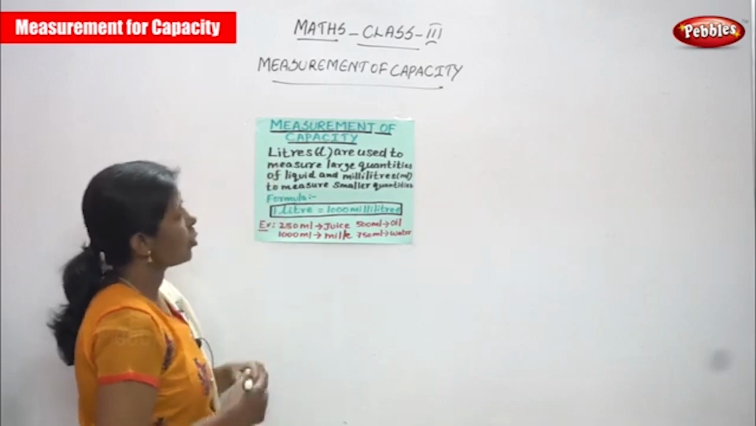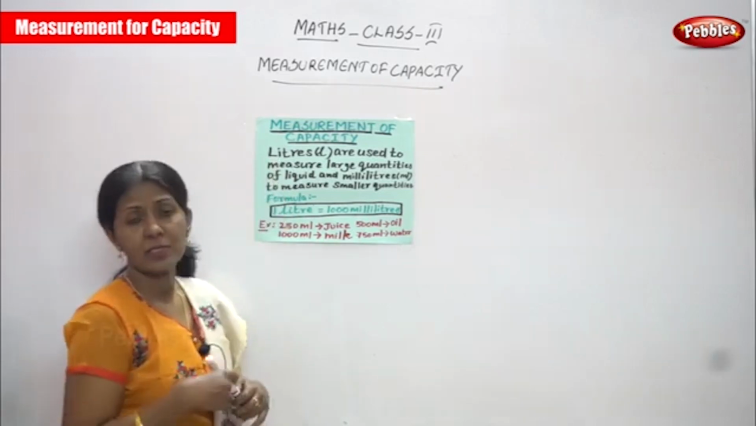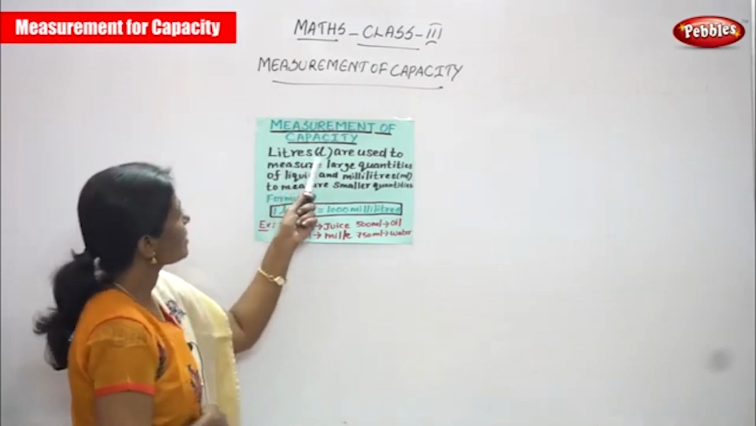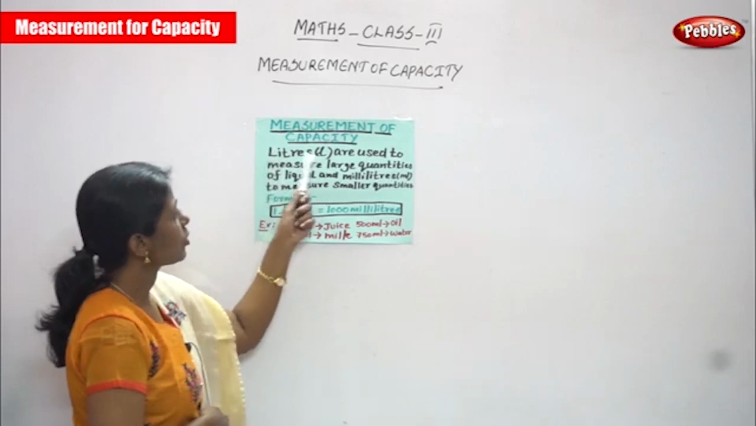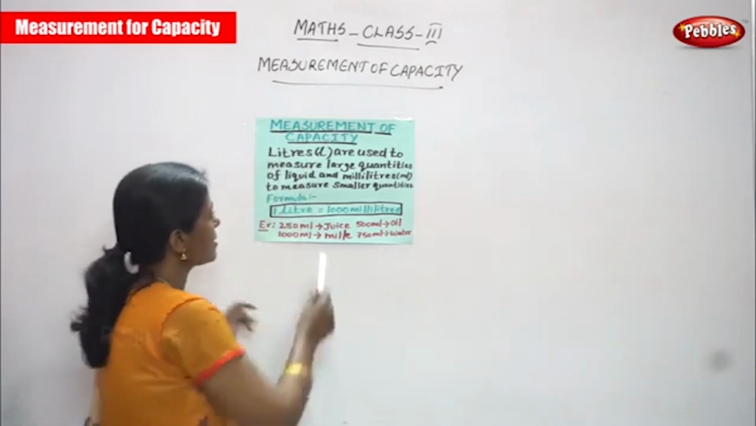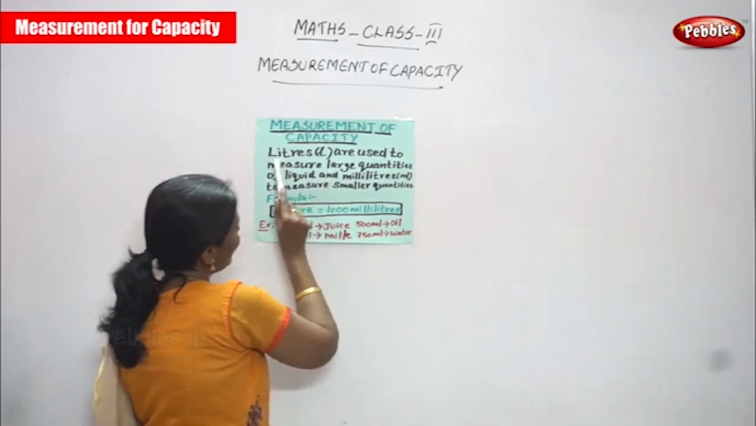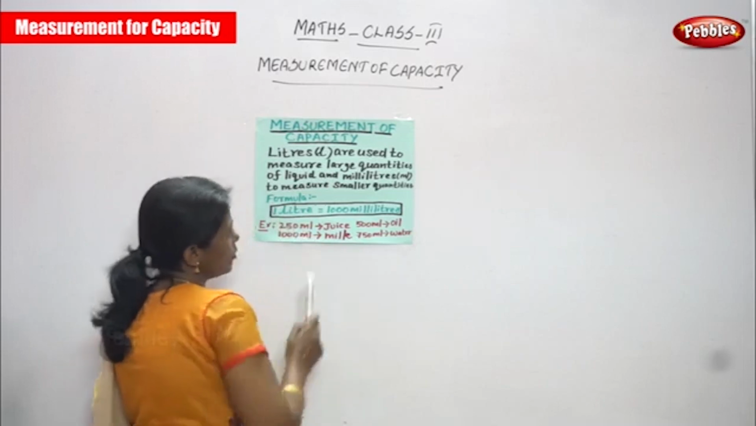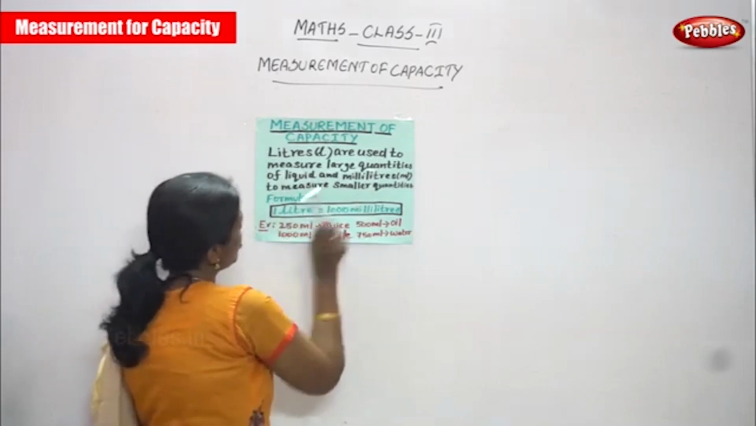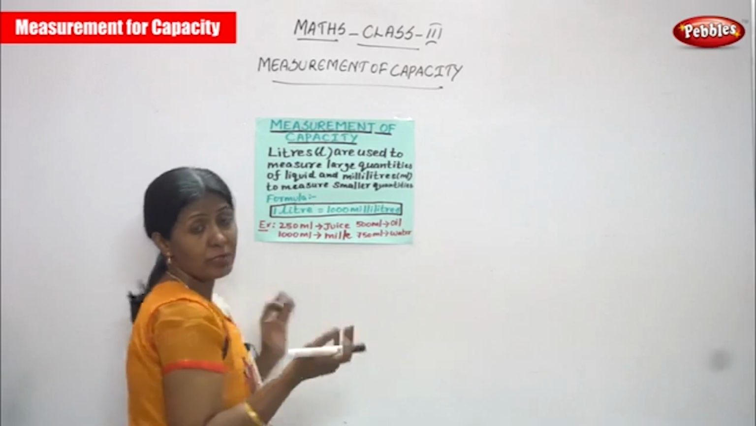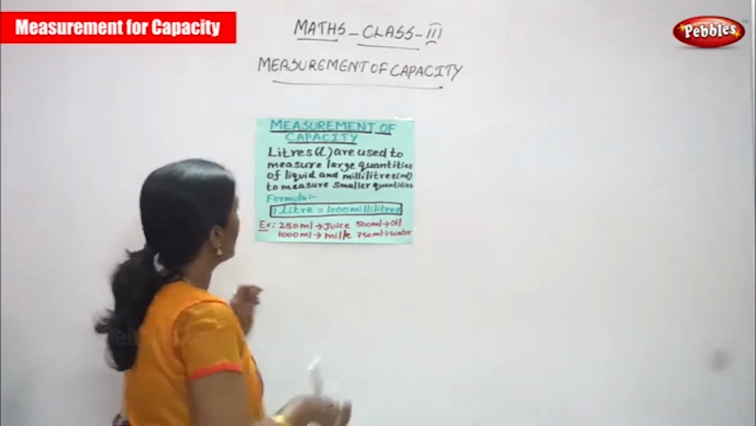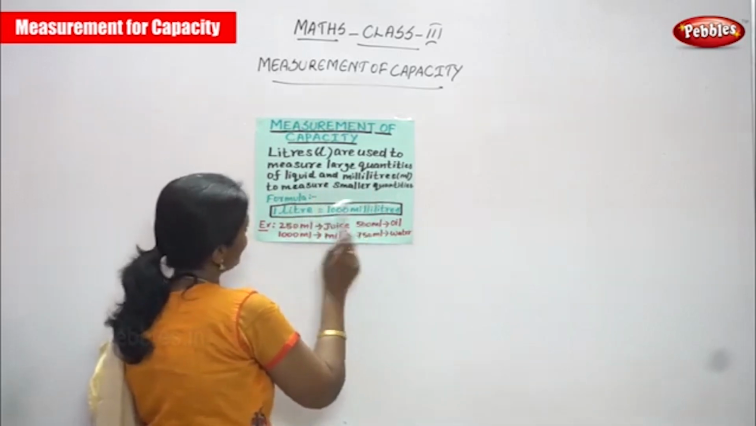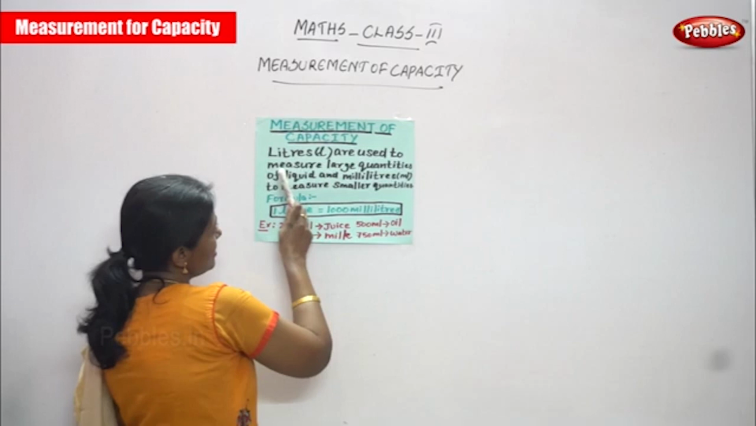So liters. How are we going to measure liquids? Generally we measure in liters and milliliters. Liters, we denote with L, that is small l. Liters, L-I-T-R-E-S. This letter L is used to measure large quantities of liquid, and milliliter to measure the smaller quantities of a liquid.